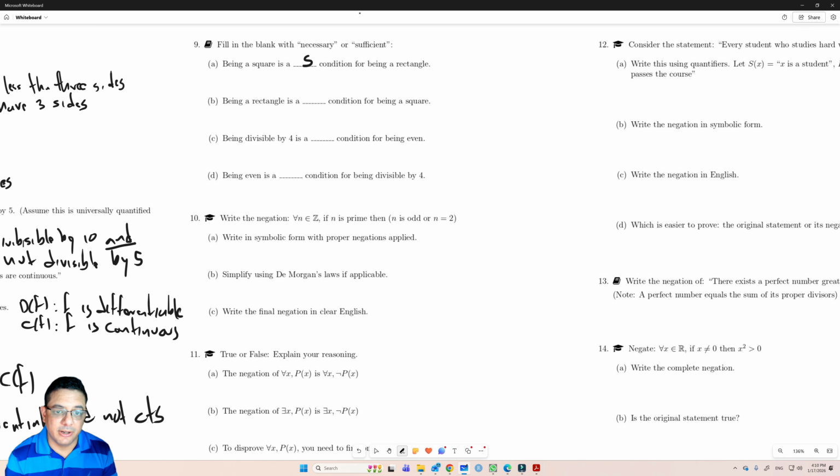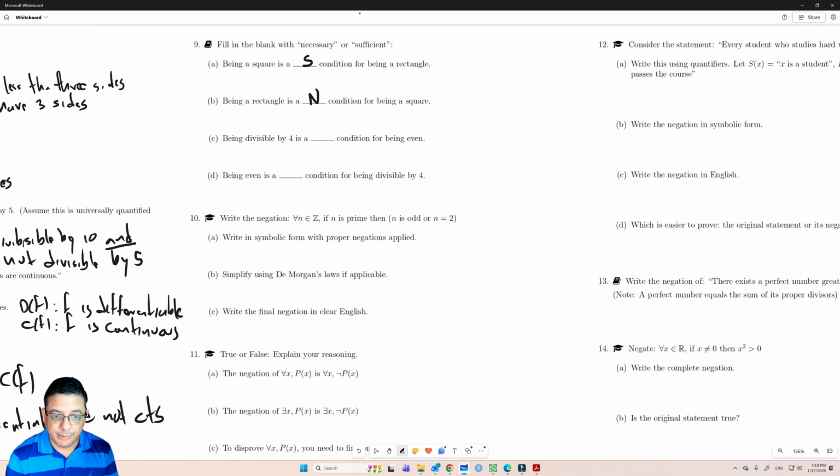Now, being a rectangle is a necessary condition for being a square. Notice that you first can talk about being a rectangle, and then you can check if it's a square or not. So by the order of implication, of course, being a rectangle is something that you need to check first before getting to being a square.